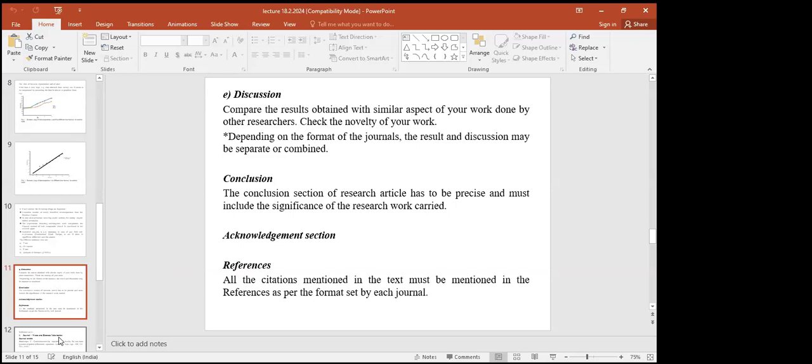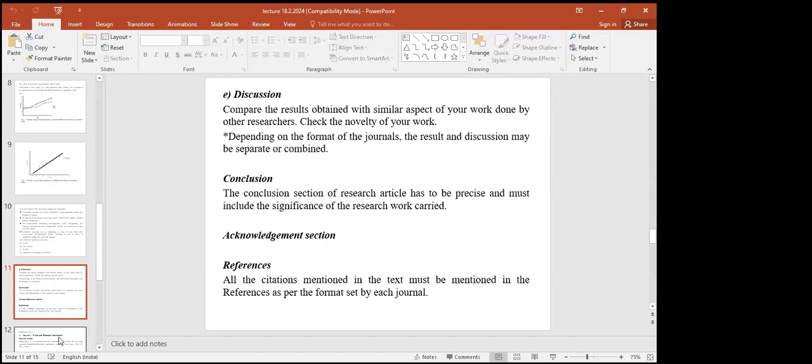Okay, now depending on the format of the journal, the result and discussion may be separate or it might be combined. Now there are a variety of journals. Some of them say that result and discussion can be combined in one, or some of them say that the result section has to be separate and the discussion section has to be separate. So these things have to be followed. Then your next section is the conclusion section.